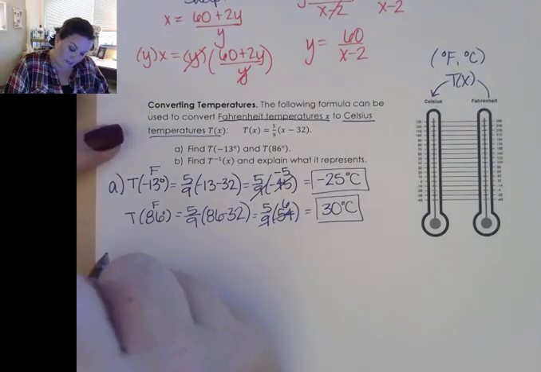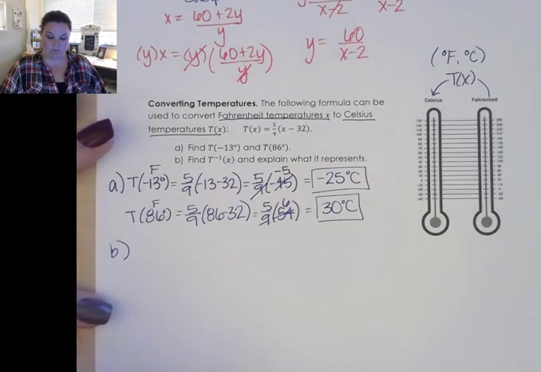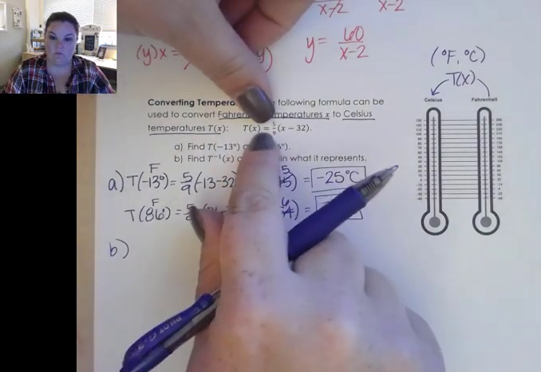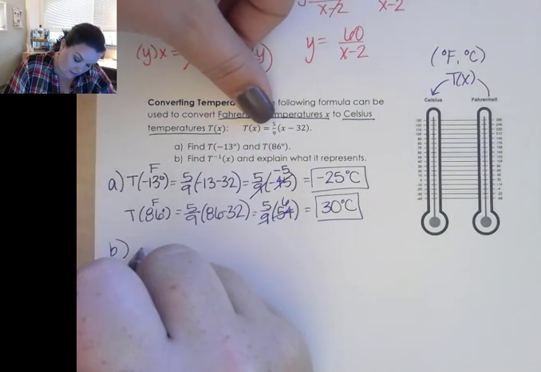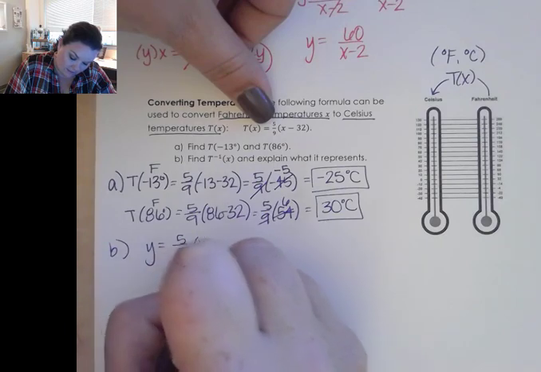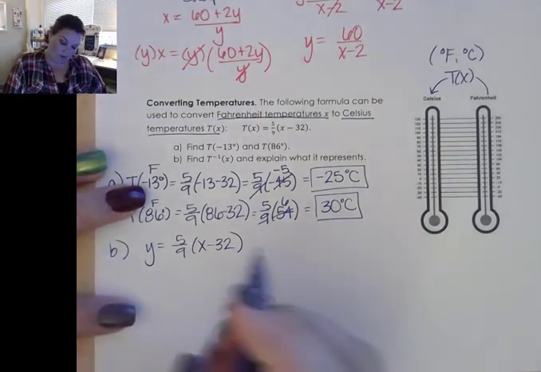Part B, however, says we want to find the inverse function and explain what it represents. So I'm going to first write my original function with a y instead of T of x. So I have y equals 5/9 times (x minus 32). And I'm going to swap all my variables.